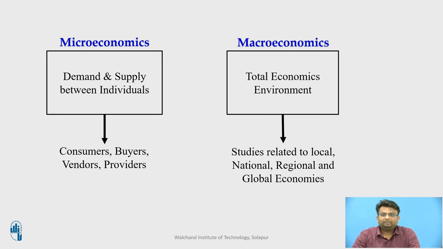So macroeconomics deals with the study of the entire economy. It considers factors such as government policies, business cycles, national income, etc. Whereas microeconomics includes the analysis of the small individual units of the economy, such as individual firms, individual industries, or a single individual person.